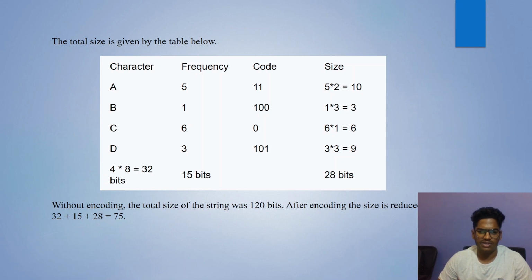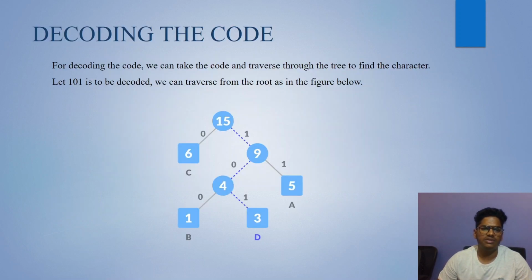The 4 into 8, 32 bits. Frequency total is 15 bits, and the total size is 28 bits. Without encoding, the total size of the string was 120 bits. After encoding, the size is reduced to 32 plus 15 plus 28, which is 75 bits. So now decoding the code.